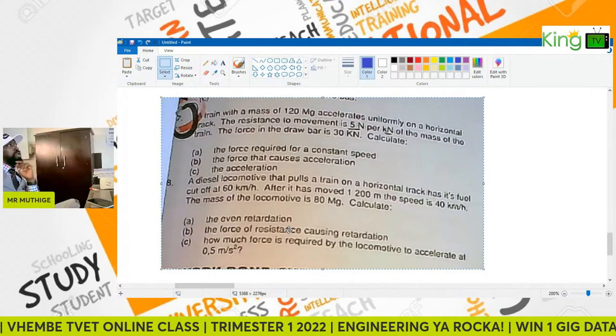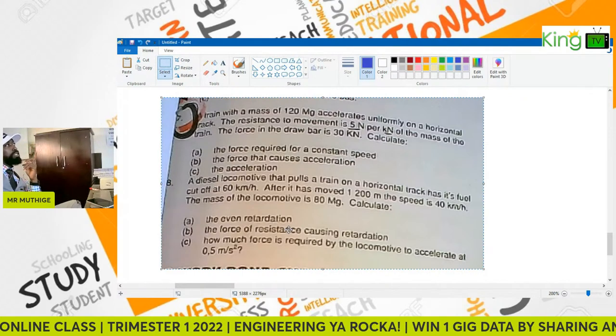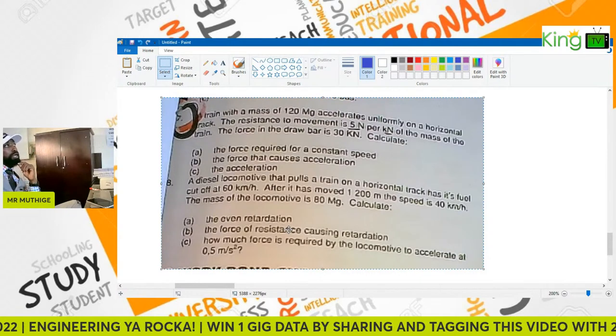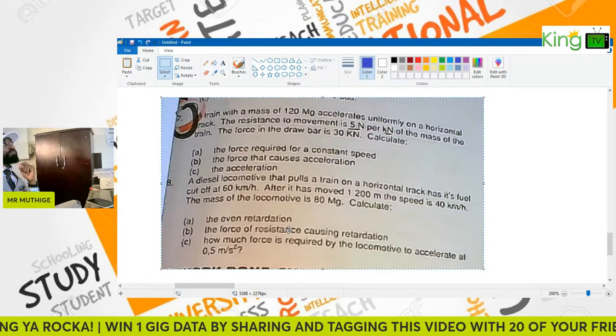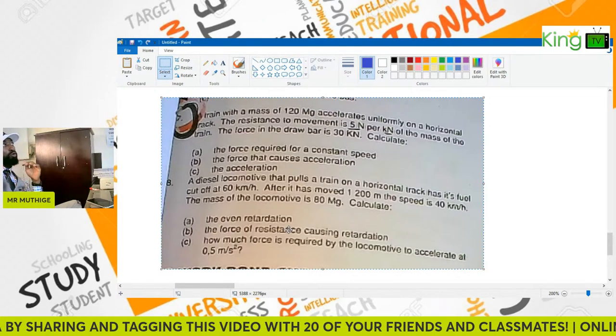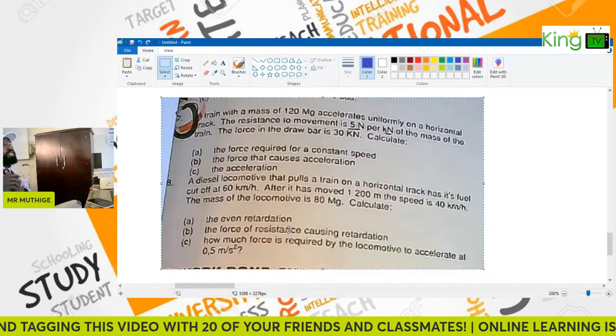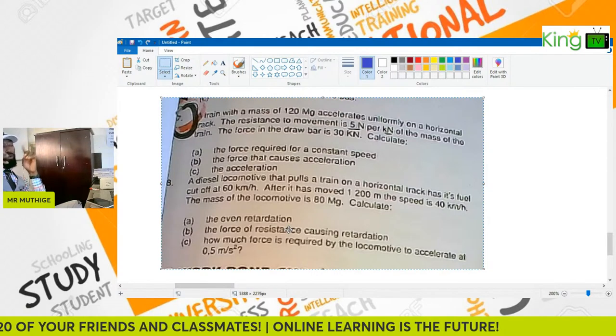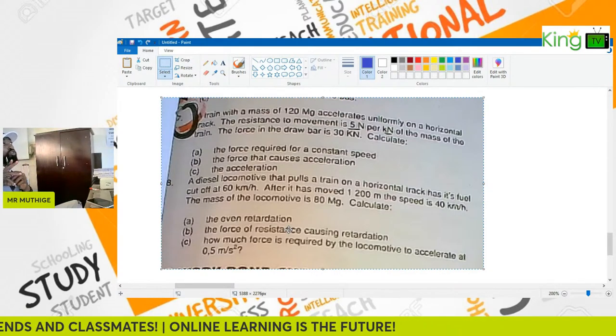The resistance to movement, that is friction, right? It's 5 newton per kilonewton of the mass of the train. So friction is equal to 5 newton per 1 kilonewton. So how many kilonewtons do we have?